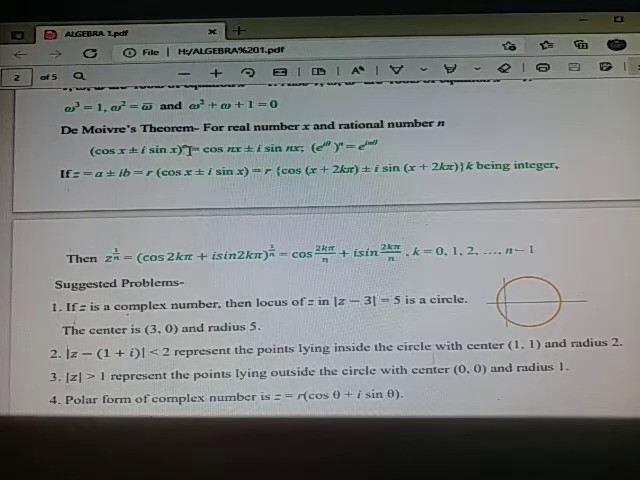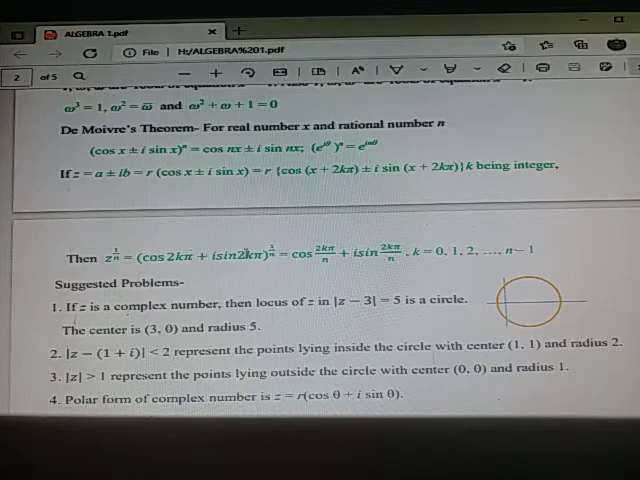It is applicable in finding roots of a complex equation, roots of some complex number. If z is this, then root over z means z to the power half, so n we write as half. Fourth root of z means z to the power 1 by 4. So here we have z to the power 1 by n.